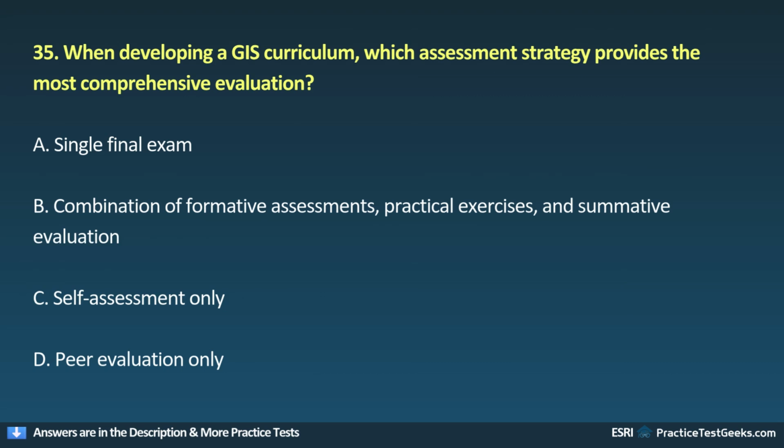35. When developing a GIS curriculum, which assessment strategy provides the most comprehensive evaluation? A. Single final exam. B. Combination of formative assessments, practical exercises, and summative evaluation. C. Self-assessment only. D. Peer evaluation only.